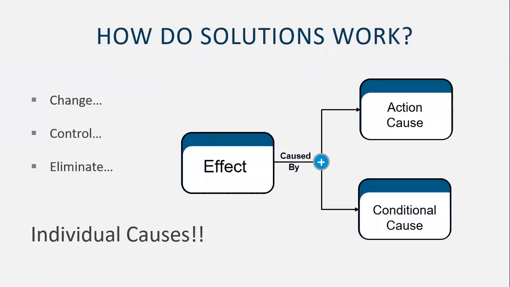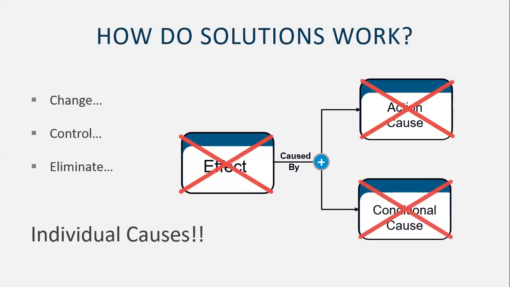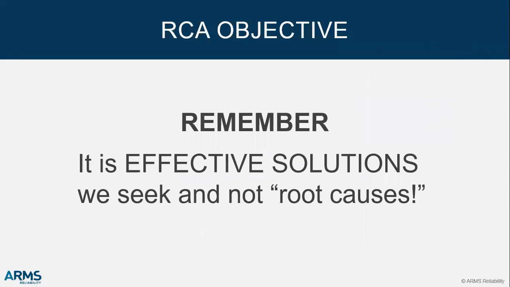So how do the solutions ultimately work? They're going to change, control, or eliminate the individual causes. So if we eliminate this action, that means this effect cannot happen. Likewise, if we eliminate this conditional cause, same thing. It means that effect will not happen. So what we do is we rely on our causal logic in a cascading effect through the chart to ultimately prevent the primary effect from happening again. So keep in mind, it's the effective solutions that we're looking for and not the so-called quote-unquote root cause.